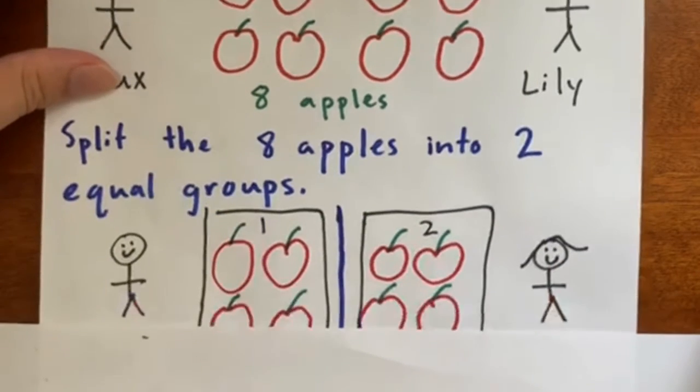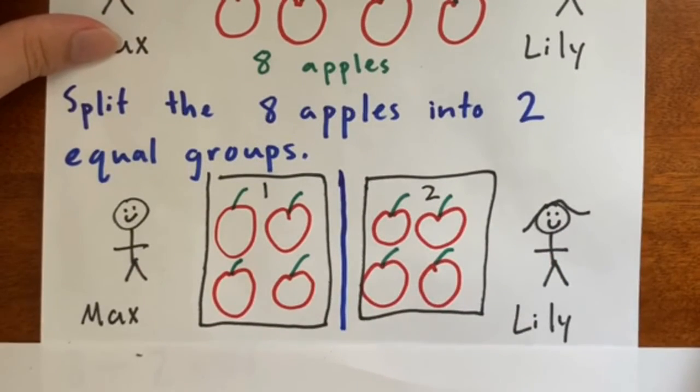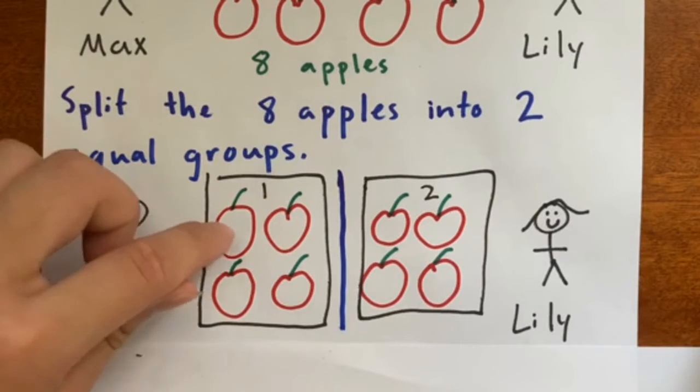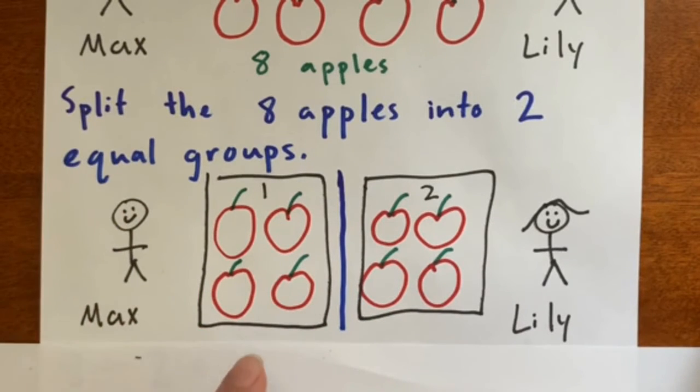So when that happens and we divide the 8 apples into 2 equal groups, we get 2 groups, right? Each with 1, 2, 3, 4 apples in them. So we have 2 equal groups of 4.